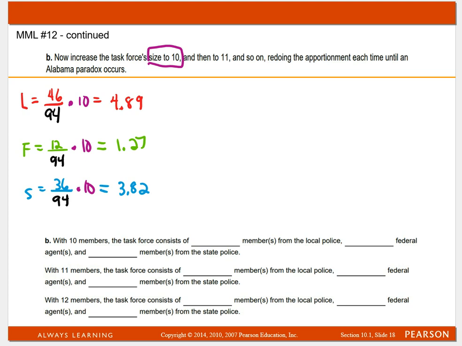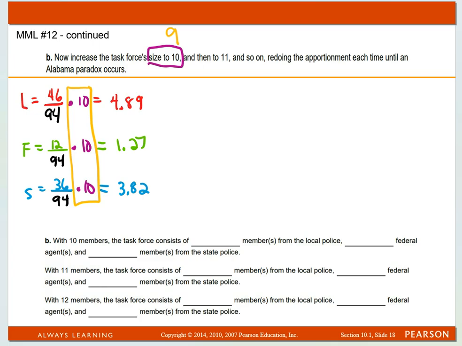Okay, so here I am on part B, and I already did a little bit of the work, but they now want you to increase the task force to size 10. Now remember, in the previous problem, it was at size 9, and that's what I had right here. We're all times 9s, right? But this time I changed it to times 10.